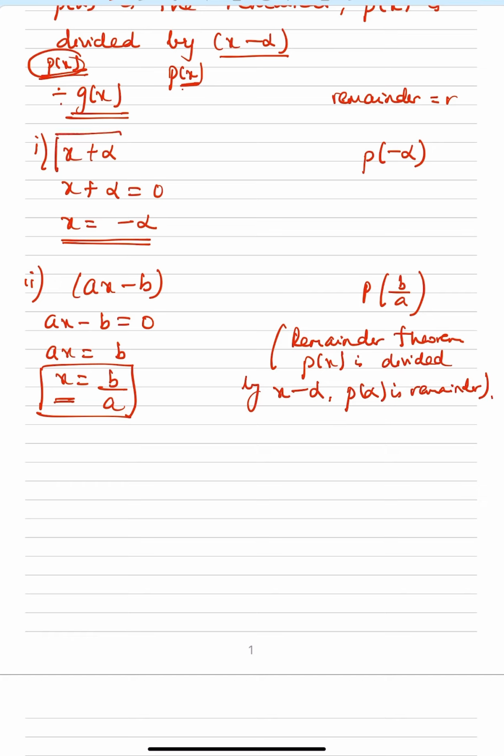These are the general forms of the divisors given. That is x plus alpha means, sorry, x plus 2, x plus 3, it can be anything. If x plus 2 is there, then x plus 2 is equal to 0, x is equal to minus 2, so the remainder is p of minus 2, like that.